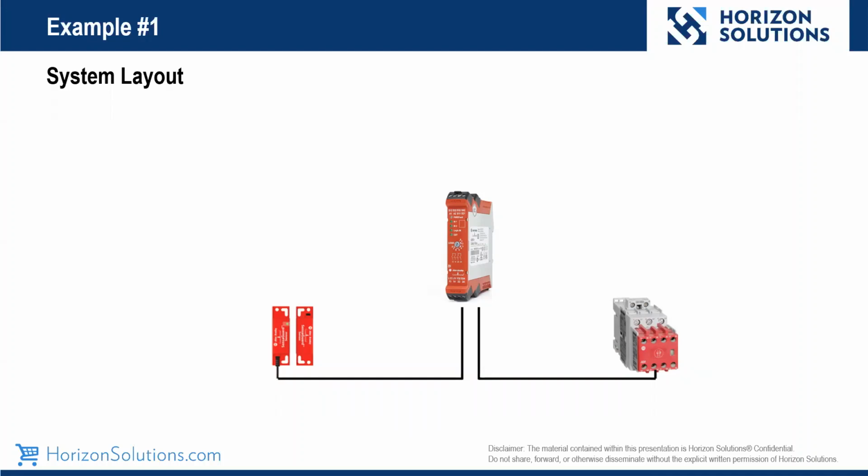We'll move into our first example to begin talking about the most basic form of this calculation. For this, we'll use a SensaGuard door switch, going back to a GSR safety relay as our logic unit, and the output device being a 100 CS safety contactor.